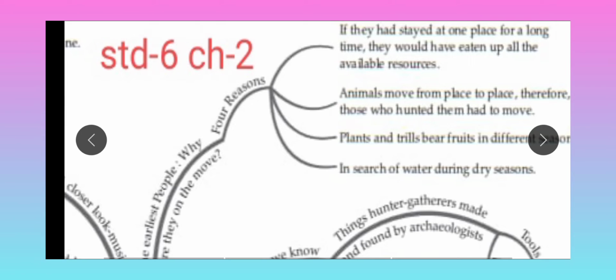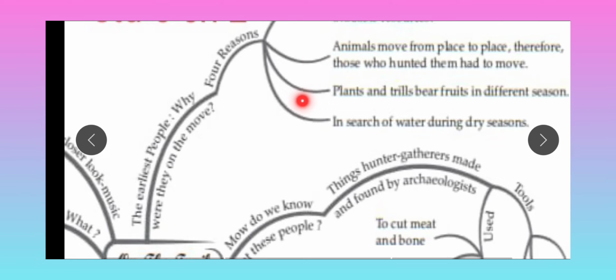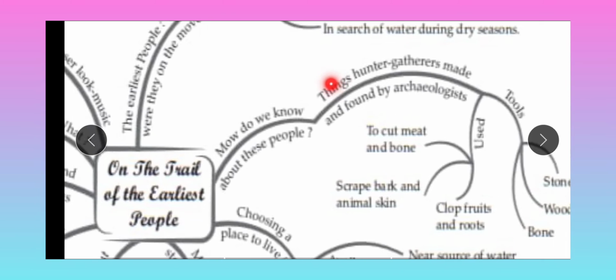Next point, animals move from place to place, therefore those who hunted them had to move. Means in the earliest time many people were hunters, so they had to go in search of their prey, and for that they had to move. Third one, plants and trees bearing fruits in different seasons. So in different seasons they had to be on the move, in search of water during the dry season. This one is the main reason.